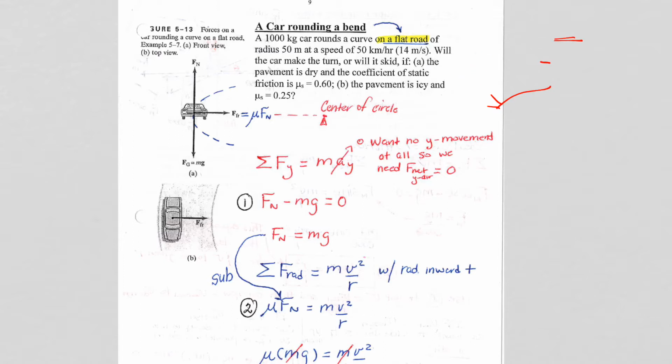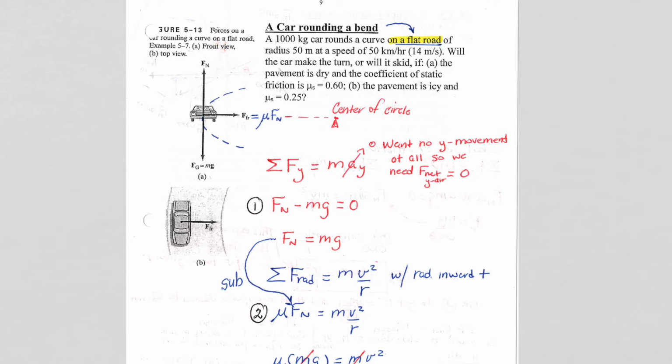So let me erase this because this is not what we're looking at right now. We're just looking at a flat road. If you were looking at the car coming at you, we would be seeing the view shown at the top left. We have mg pointing straight down and the normal force pointing straight up. The only possibility for a radially inward force is the frictional force. So the friction between the tires and the road provides the radially inward force on this circular bend, to be able to go around the bend without skidding out of control.